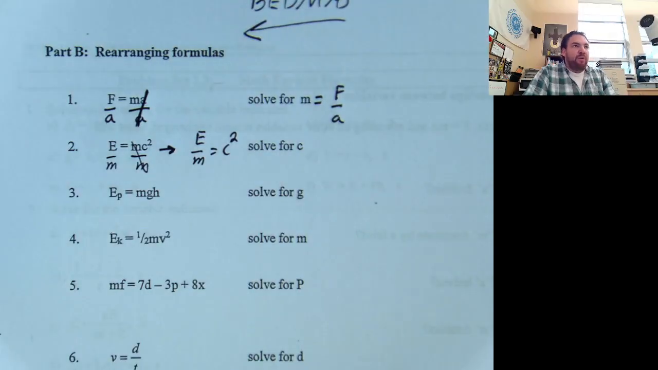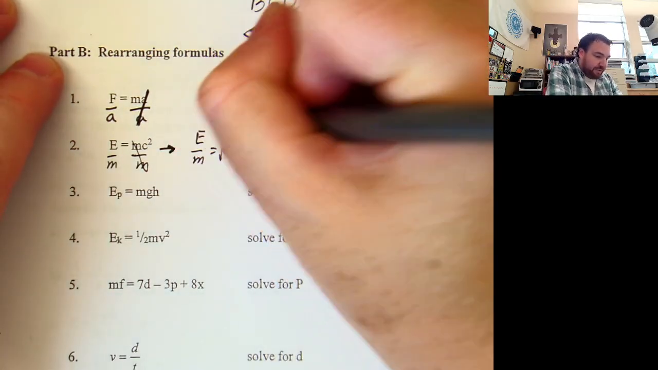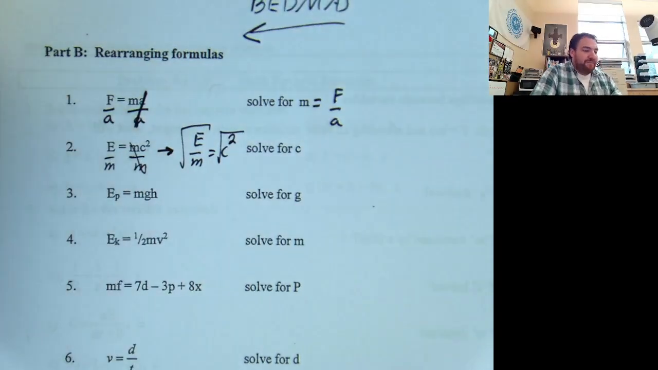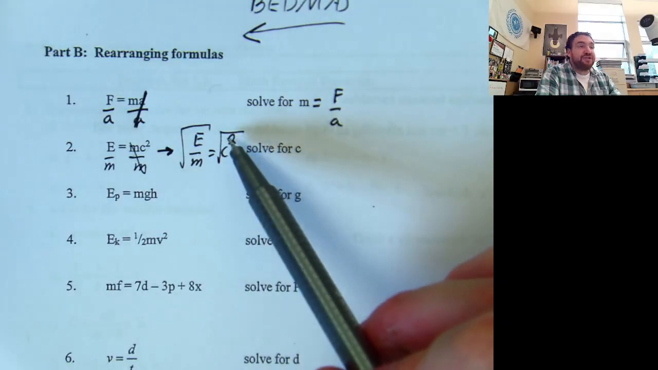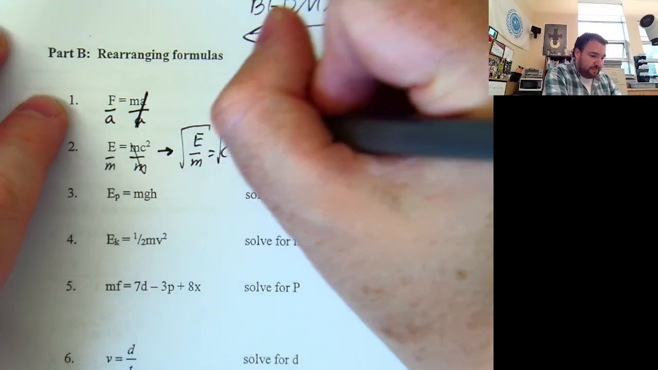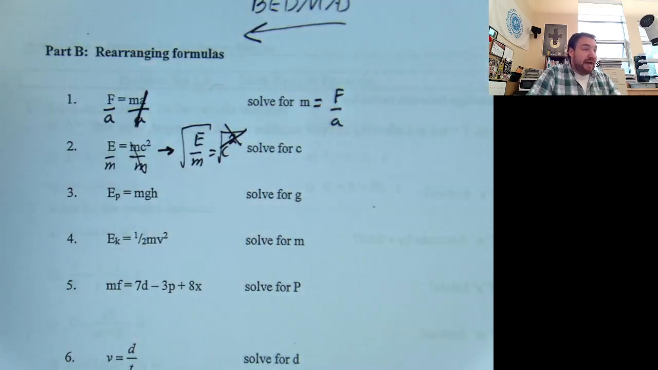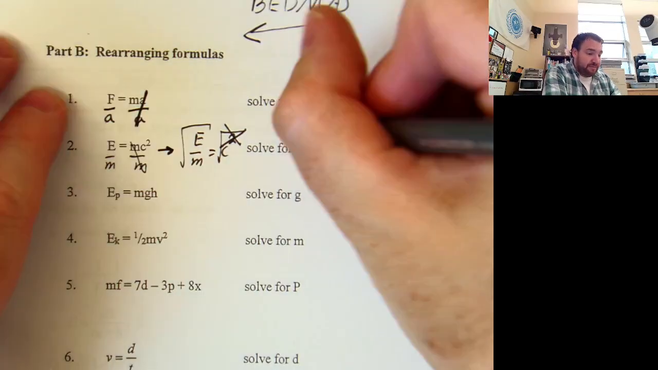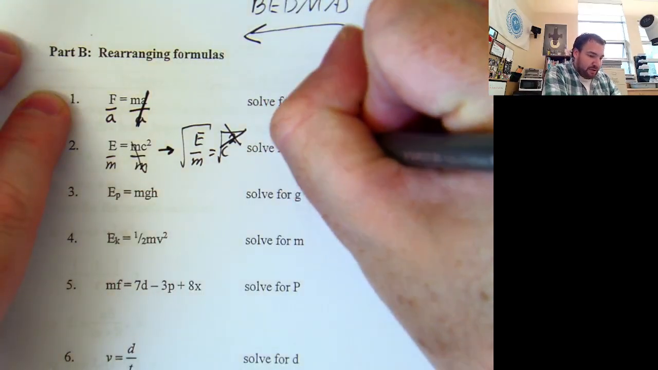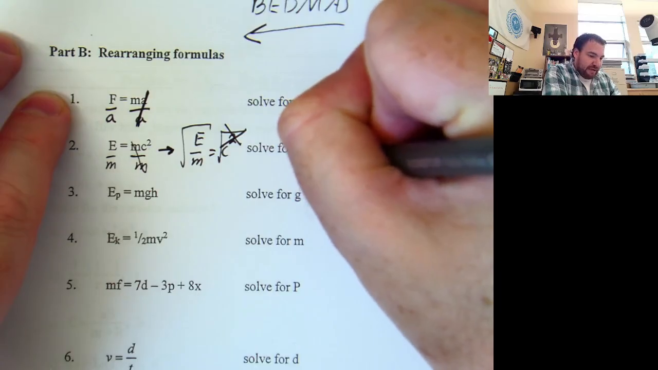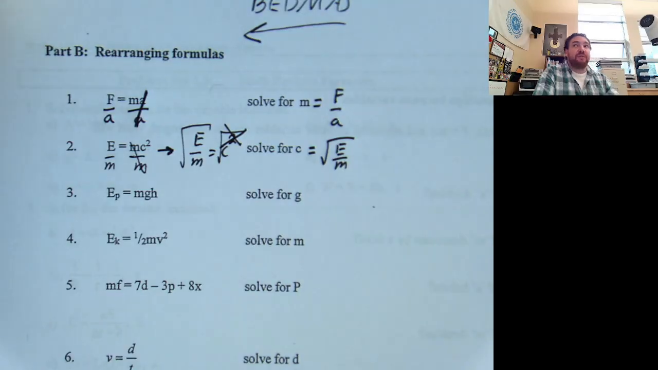And now I don't want C squared. The question says to solve this thing for C. So to undo the squared, the opposite operation of squaring something is square rooting something. So we take the square root of both sides. Square root there, square root there. Because these are opposite operations, the squaring and the square root, they cancel. And so now on the right-hand side, I am truly left with C. And that's going to equal the square root of E over M. And that whole fraction goes inside the root.